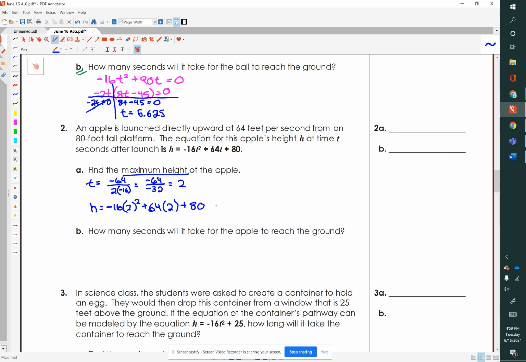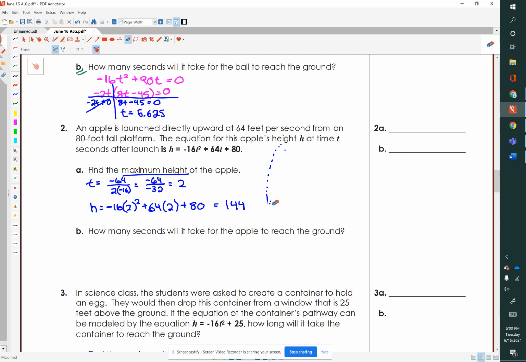And when we evaluate that, our h equals 144. So now the height of the apple at its highest point is 144 feet, okay? Remember, here's the apple. It's launched directly upward, 64 feet per second from an 80-foot tall platform.